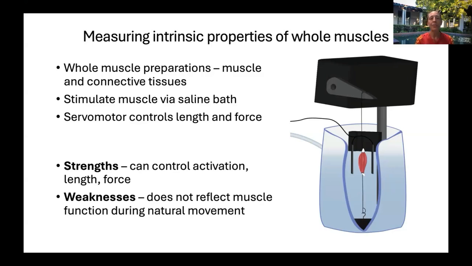We will stimulate the muscle through the saline bath. In this diagram to the right, you can see two parallel platinum electrodes that would inject current into the bath to stimulate the muscle. Then we use a servo motor to control and record the length and force of the muscle. As I mentioned, the strength of these preparations is that we can control how the muscle is being activated. We can control the length and record the force, or we can control the force and measure the length of the muscle. The greatest weakness, and I'll say this several times today, is that it doesn't always reflect what's actually happening in the muscle during in vivo movements.